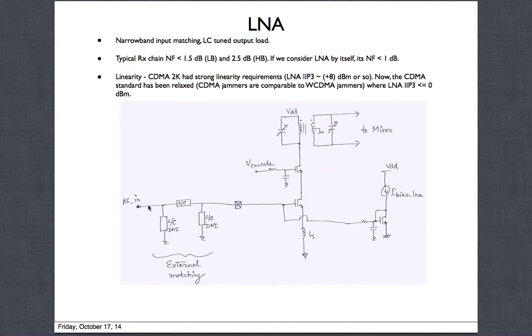Your source here is 50 ohms, so you're trying to see 50 ohms looking into it, and that becomes the product of the GM of this device multiplied by LS divided by CGS. So GM times LS divided by CGS should be 50 ohms roughly. Okay, that's the initial starting point.